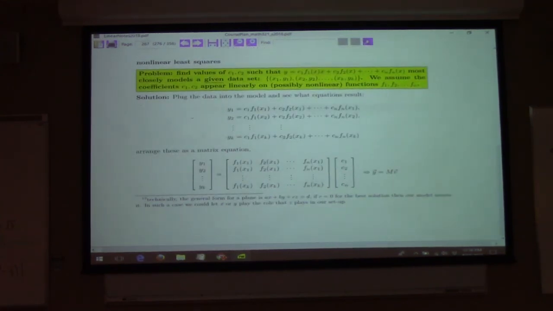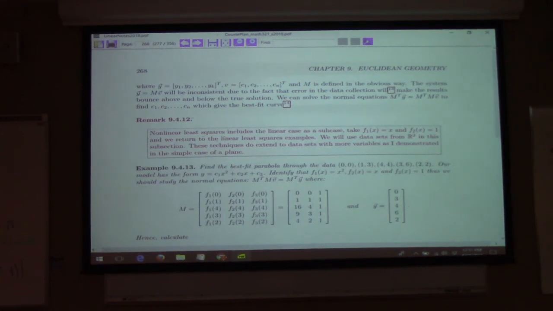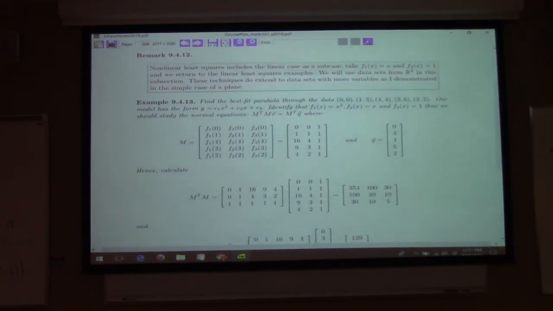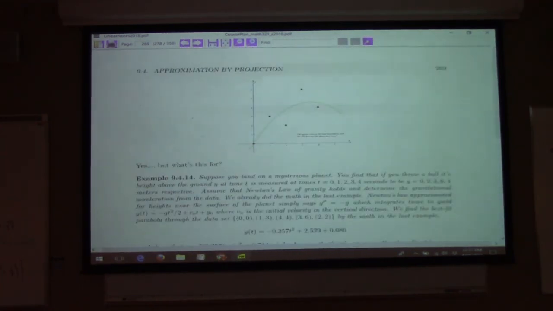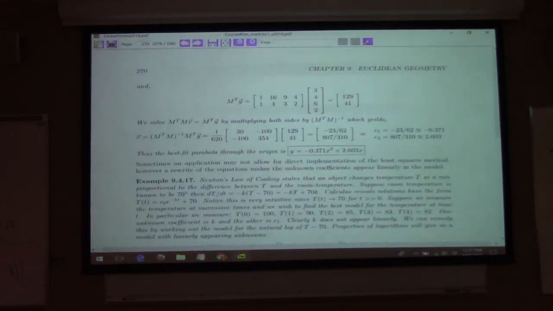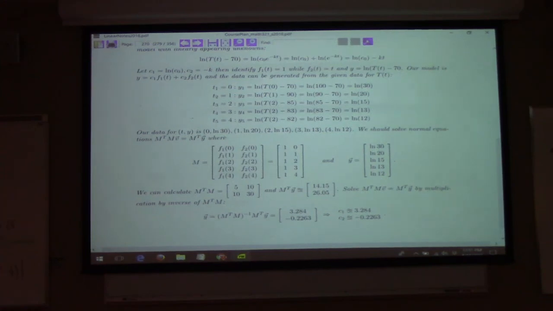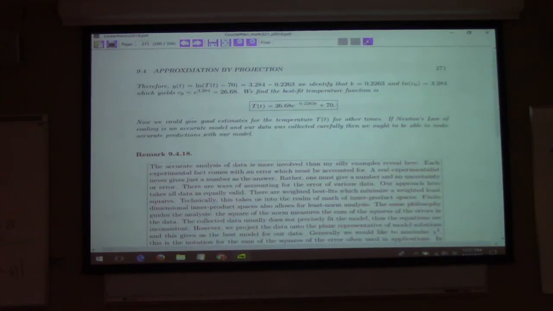You can also talk about models where you have nonlinear functions as long as the parameters appear linearly. You just plug in the data. It gives you a set of linear equations in the parameters. Again, you can solve it. So here I find the best fit parabola using this method. But finally, I know we're about out of time. You can also linearize nonlinear systems to use least squares if you want.